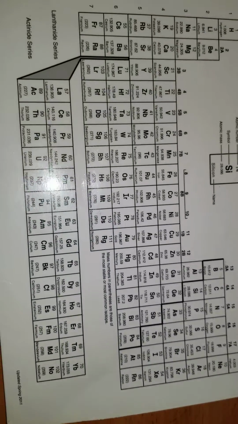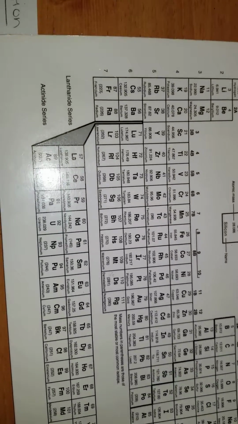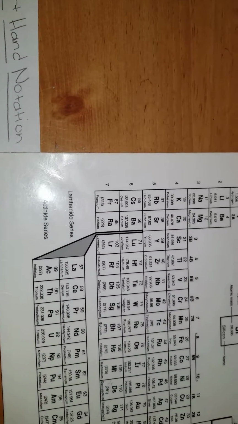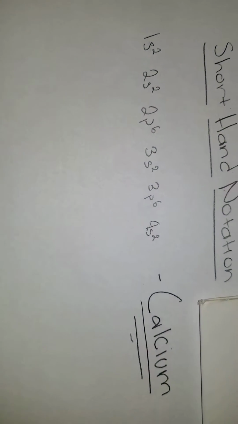Then we go on to the next row, which is row 4. Row 4 also falls under the S block. And since calcium falls all the way to the end of the S block, we only need to put 4s to the power of 2.